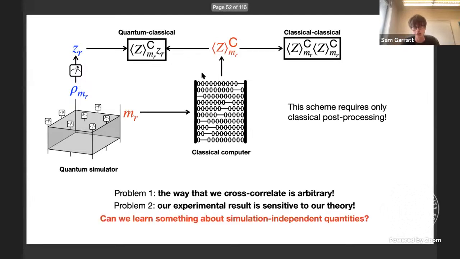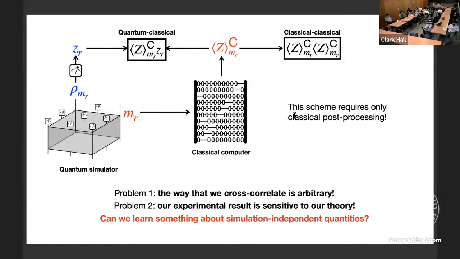So what this talk is really about is a way of learning something about simulation independent quantities. How can I learn something about the quantum state itself and the effects of measurement on the quantum state itself without post-selection? That's what I'll get onto through the rest of the talk. So are there any other questions so far?